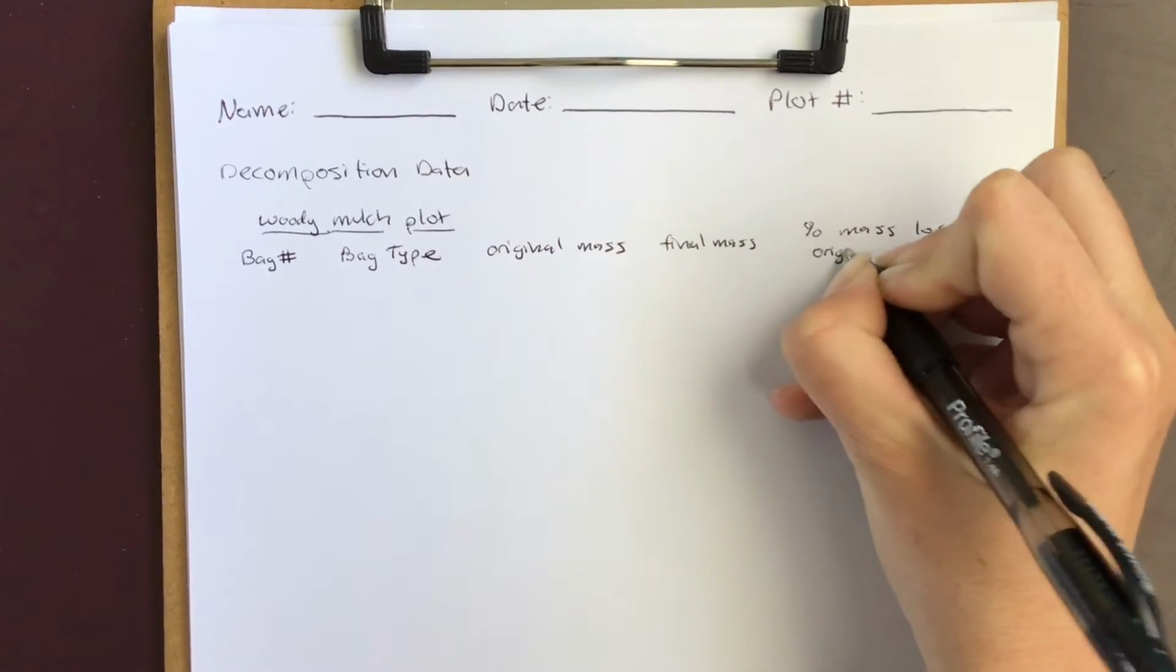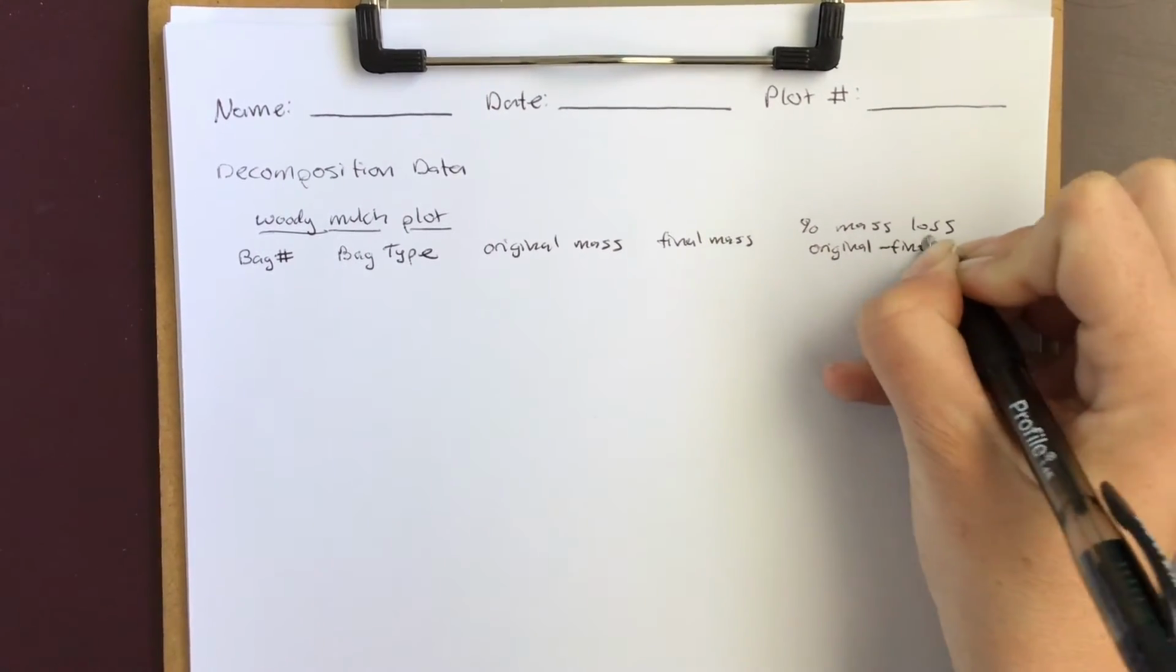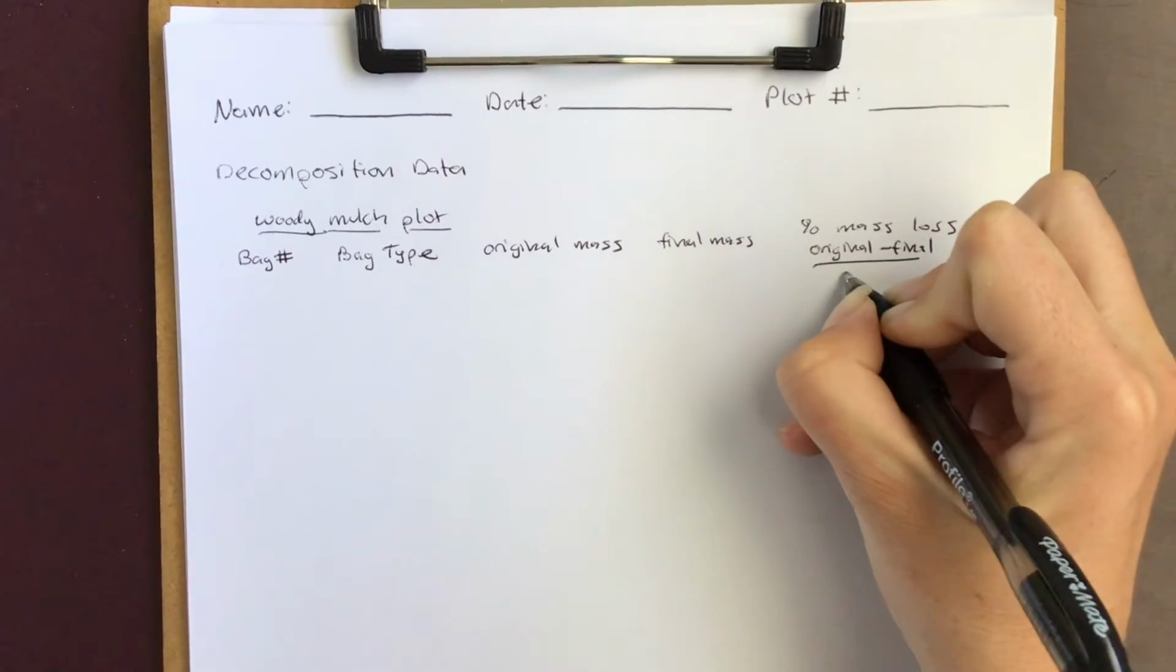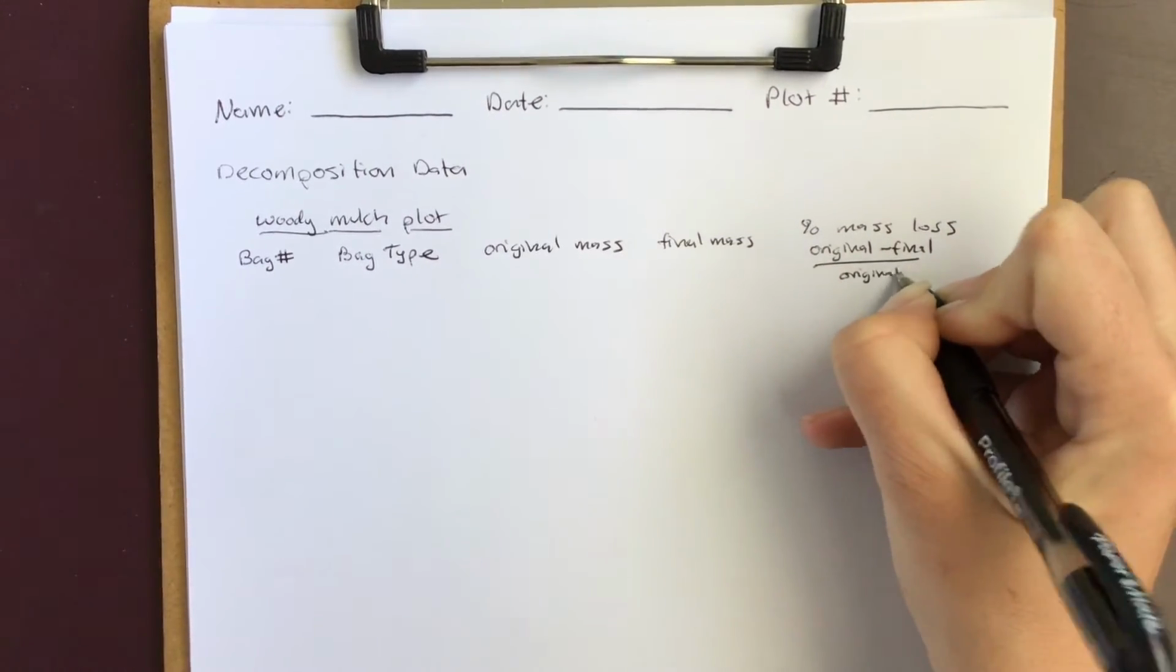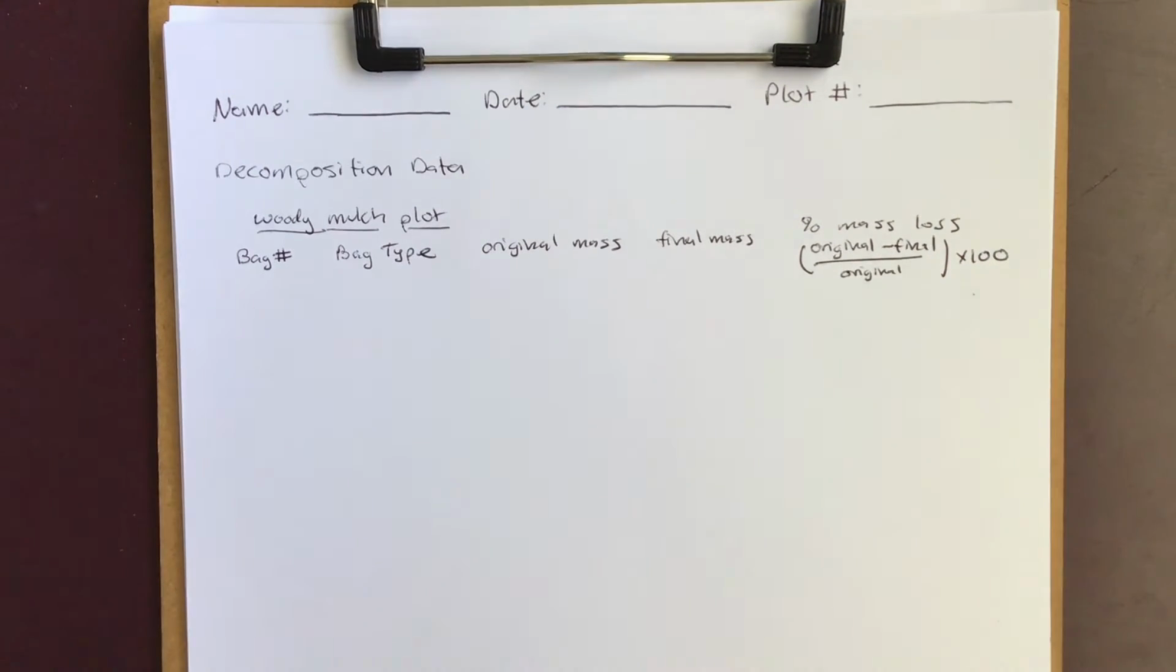It'll be the original mass minus the final mass divided by the original, and all of that times 100, so we get a percentage.